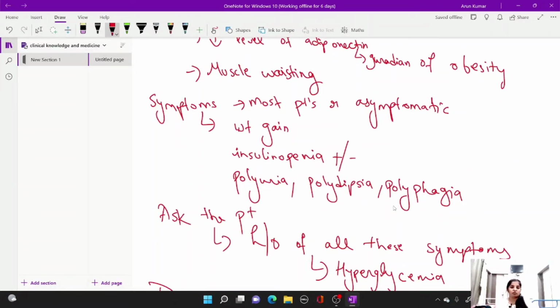Now, in these patients, symptoms are mostly not seen. They are asymptomatic, but if they come with symptoms, the patient will present with weight gain. Obviously, that will be obesity. Insulinopenia can be there or not. Symptoms like polyuria, polydipsia, polyphagia can be seen, and we have to ask the patient for proper history. If there is polyuria, polydipsia and polyphagia, these three favor hyperglycemia.